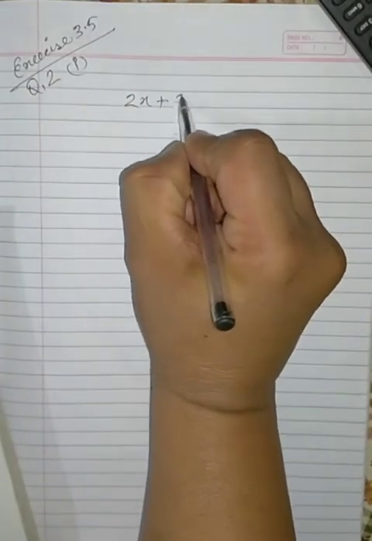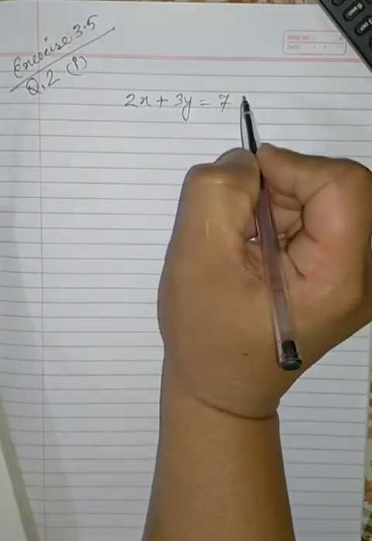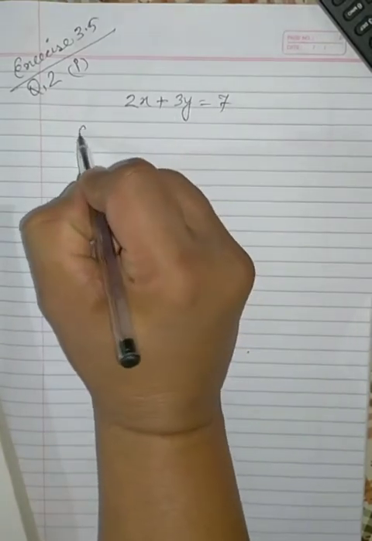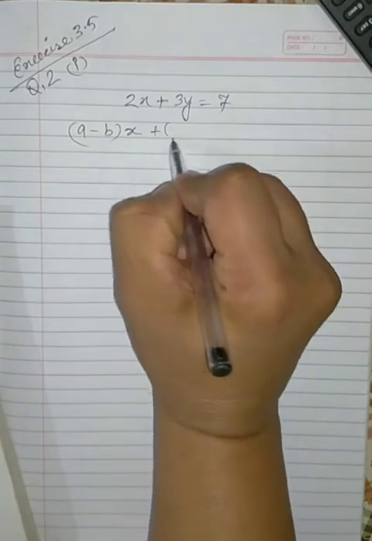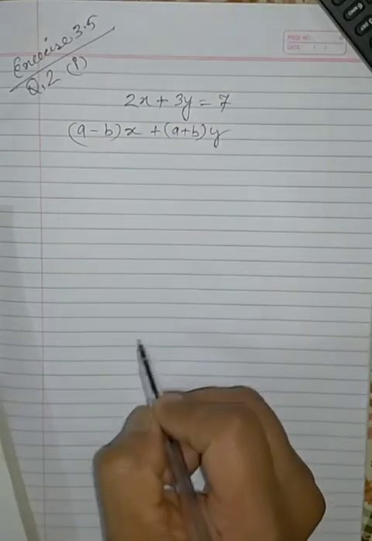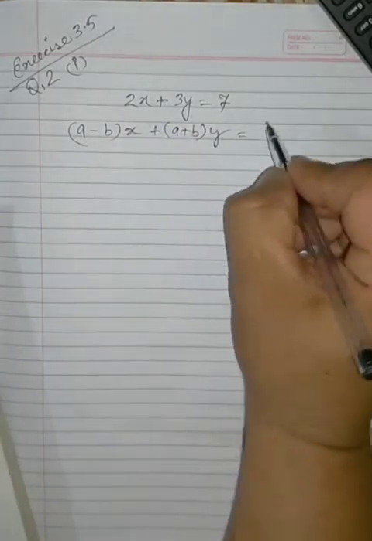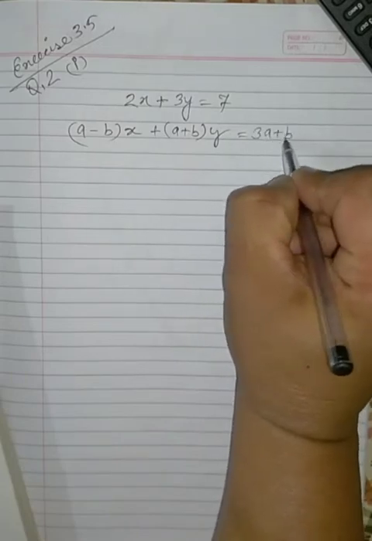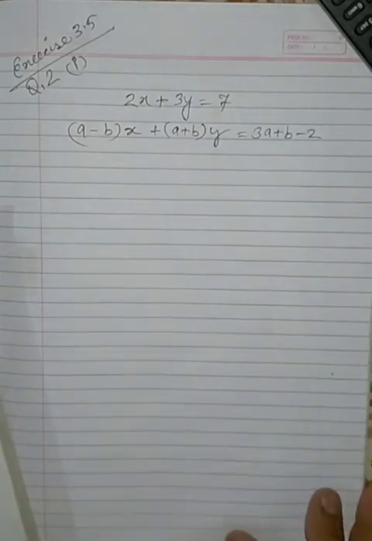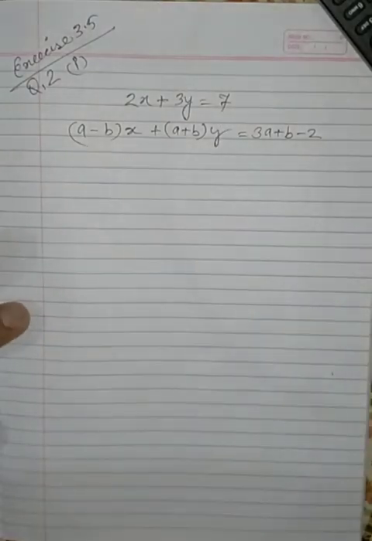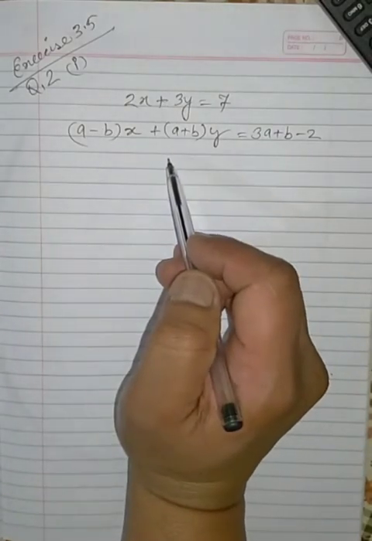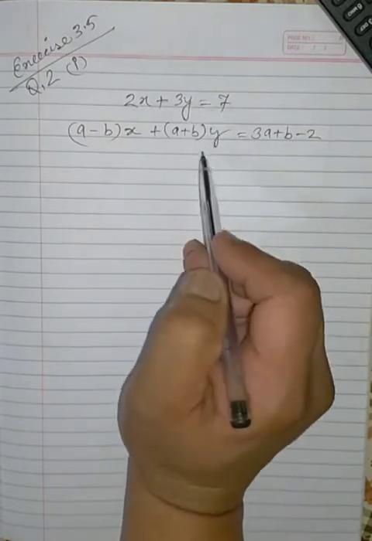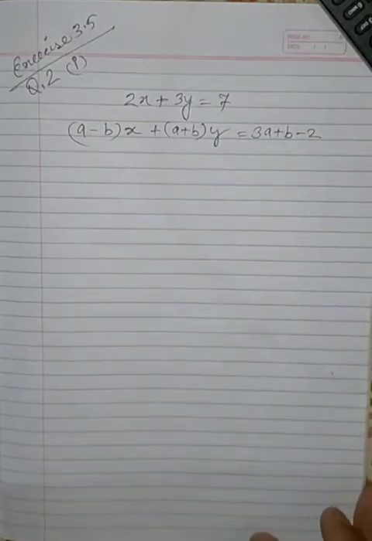2x plus 3y is equal to 7, and the second equation is (a minus b)x plus (a plus b)y is equal to 3a plus b minus 2. So these are the two linear equations in two variables, and we have to find the values of a and b, and the condition we are given is that this pair of equations has infinite number of solutions.